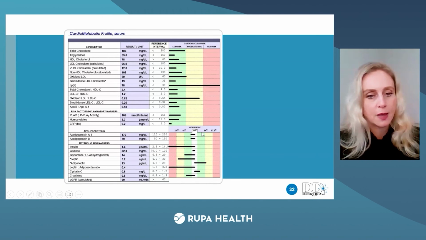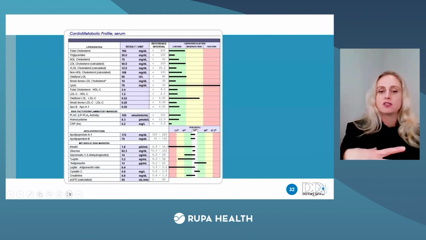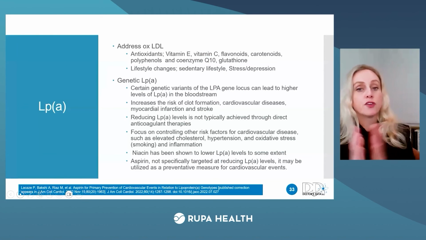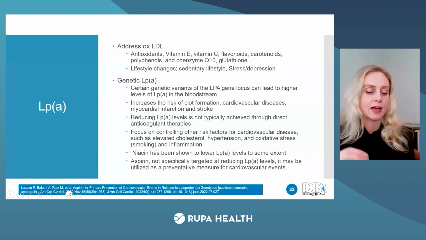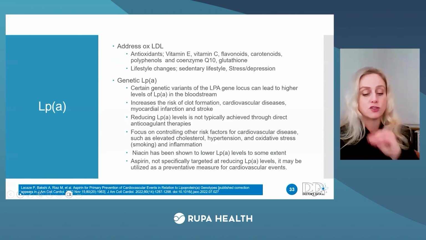The leptin to adiponectin ratio is off, and that's just because her leptin is lower. You will see leptin lower in patients that are lower body mass. She does not have a lot of visceral adiposity. So for this patient, we want to address that oxidized LDL. Again, we are going to consider antioxidants, vitamin C, flavonoids, carotenoids, polyphenols. Polyphenols are so healthy.